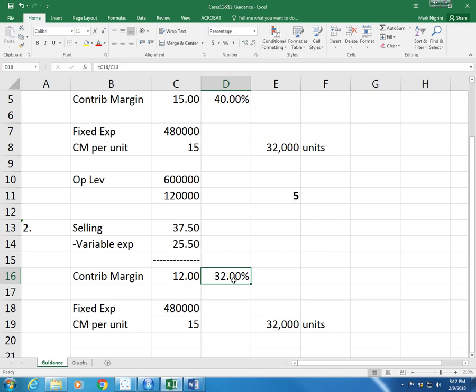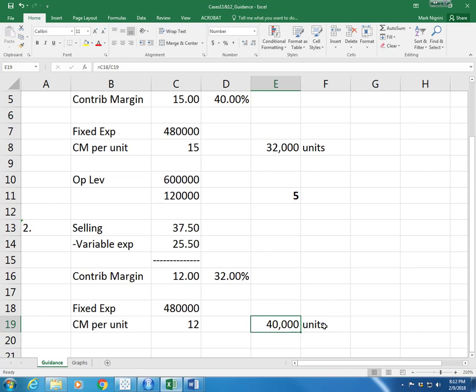New break-even point: fixed expenses stay the same, but the contribution margin per unit is no longer 15. It is the old 15, and it's going to be $3 lower because the variable expenses went up by $3. So contribution margin 12, contribution margin 12, break-even point now, 40,000 skateboards.